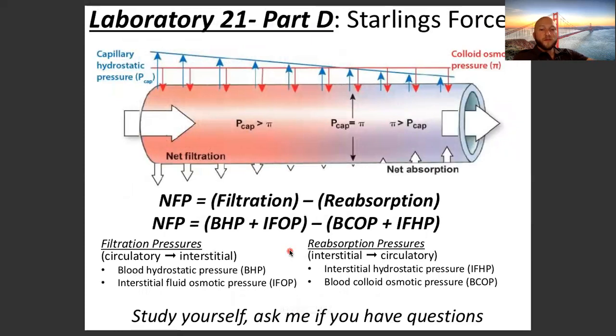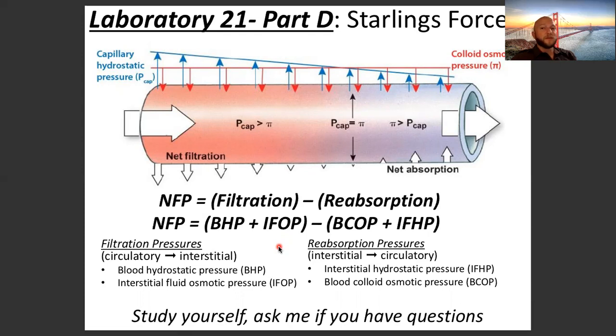So this is the Starling forces. This is going to be a little bit of a study on yourself. I want everyone to go to at least the laboratory manual PDF that's on the Canvas site, page 122, within lab 21, in at least the PDF version of the lab manual that I posted. There's an explanation and a little worksheet on the Starling forces. I want you to work through that worksheet. So a little bit of a brief overview before you start.